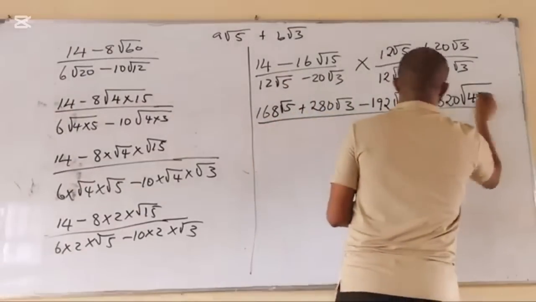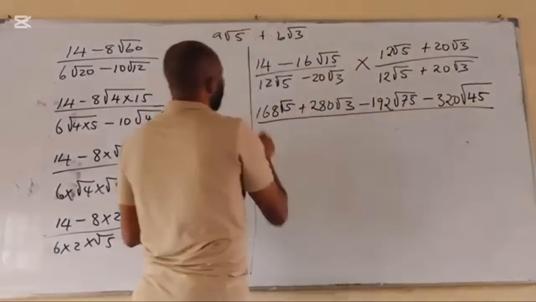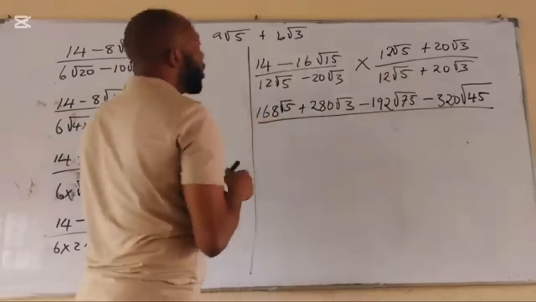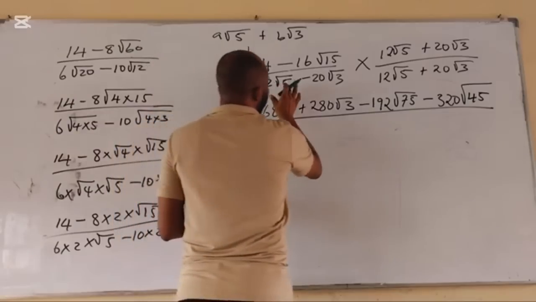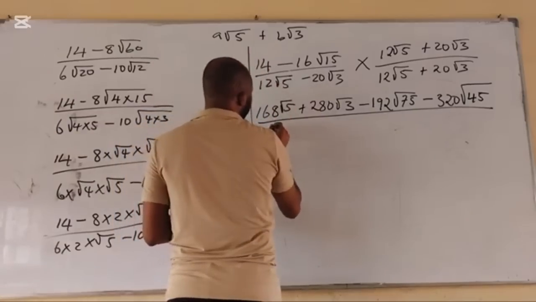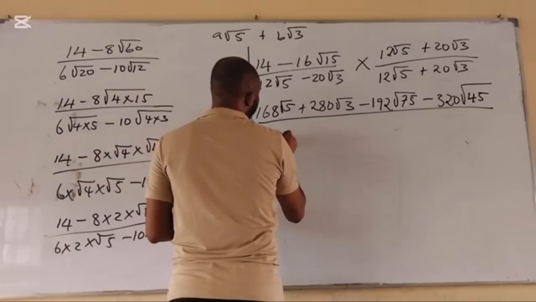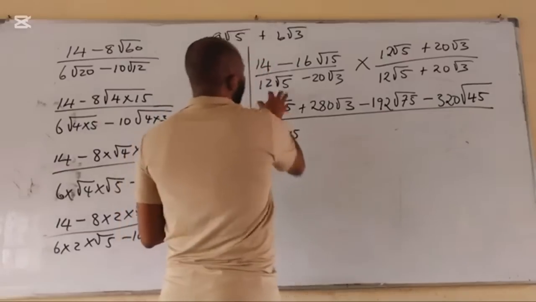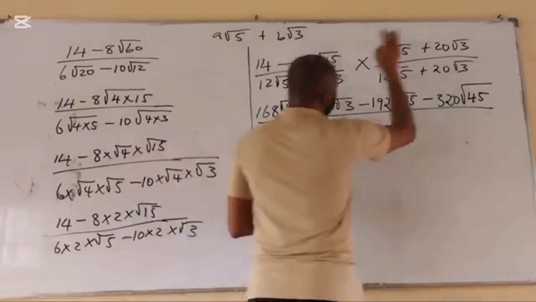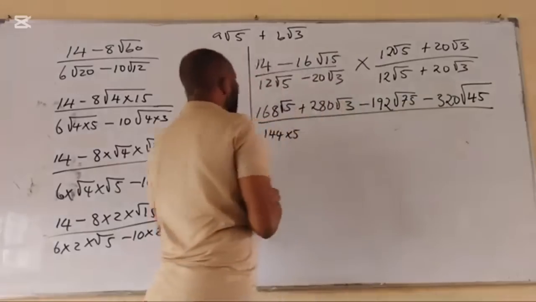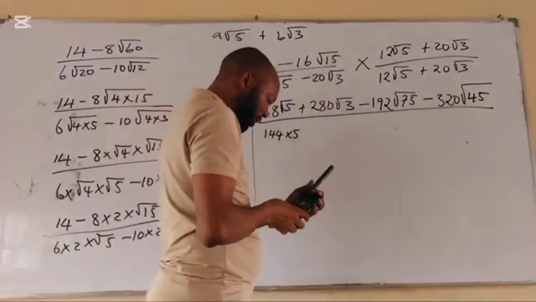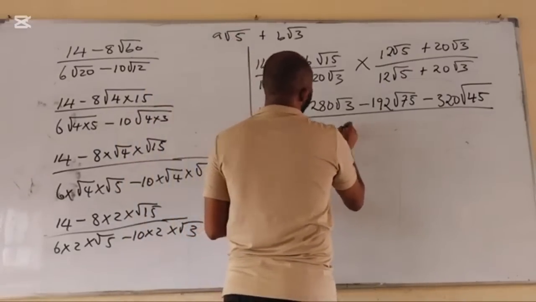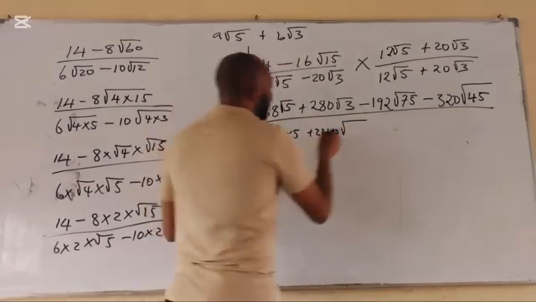All over 12 root 5 times 12 root 5. 144 times 5. Okay, so this is 12 times 12 is 144. Root 5 times root 5 is 5. Then 12 root 5 times 20 root 3. So 12 times 20 first gives us 240. So that's plus 240 root 5 times 3 is 15.